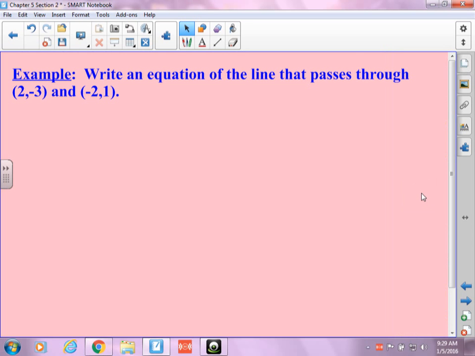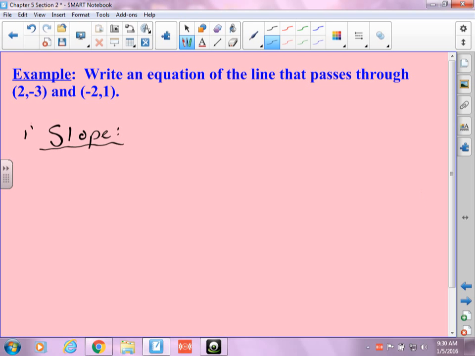Write the equation of a line that passes through these 2 ordered pairs. Okay? So again, I don't have the graph, and it asks me to come up with an equation. So what are 2 things that I'm going to need? I need the slope and I need the y-intercept. Did they give me the slope? No. Did they give me the y-intercept? No. So I need to find those 2 pieces. First thing I'm going to do, which I think is the easiest, is find my slope.